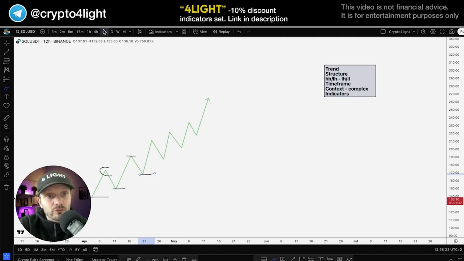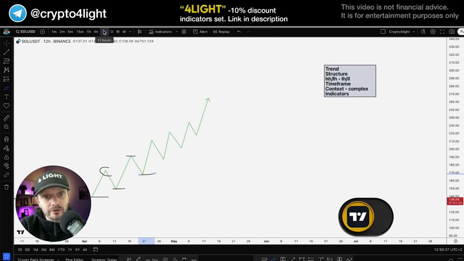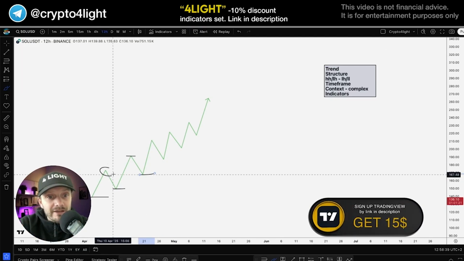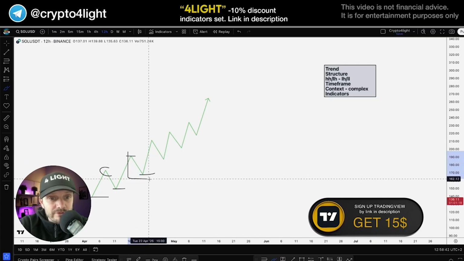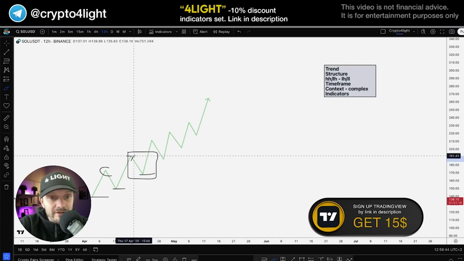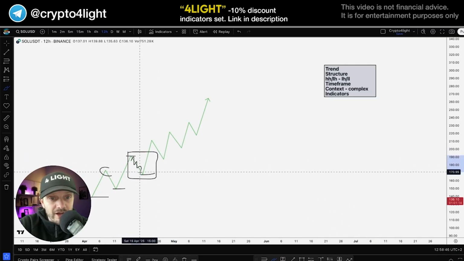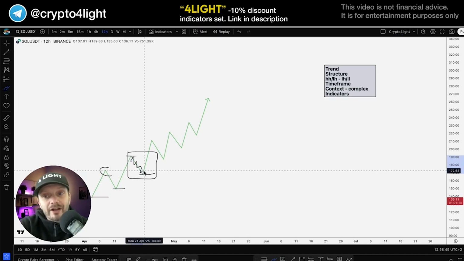For example, this is a 12-hour time frame. On the daily time frame, it will look totally different. On the weekly time frame, it can be just a correction inside a global range or inside a global downtrend, just as an example, and I will show you a few examples. Inside this impulse, we will see the local downtrend structure. About this one, we will talk in another video because it's about multi-structure.